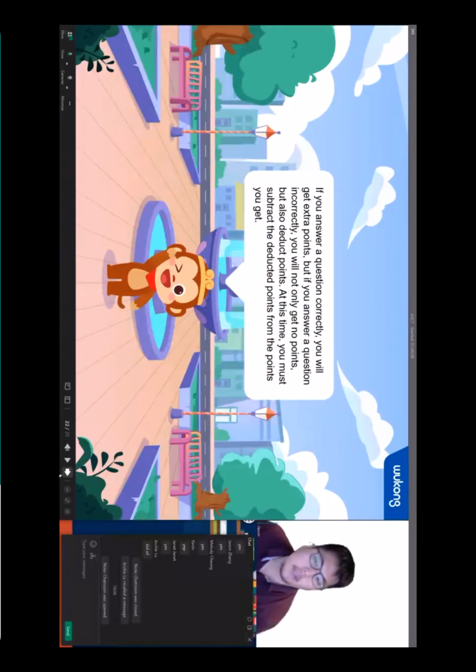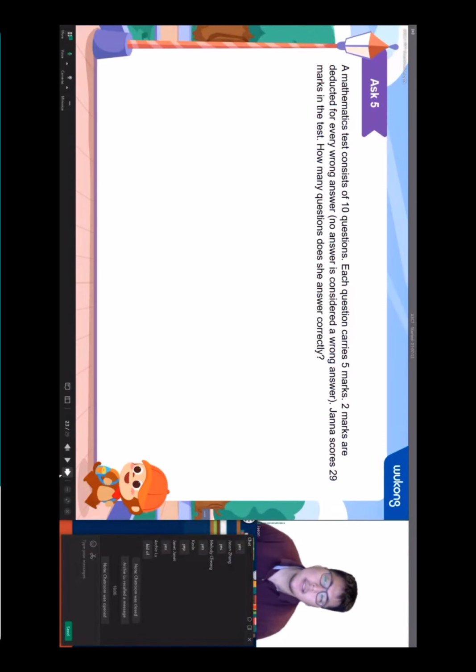Alright guys, so now if you answer a question correctly, you will get extra points, but if you answer a question incorrectly, you will not only get no points, but you will also lose points. At this time, you must subtract the deducted marks, meaning the losing points, from the points you get. This is quite common in real life as well. Sometimes, if you don't get the question right, you don't get any mark. You get 0, right? But in a very, very harsh math test, if you get a question wrong, you will also lose marks. So it's very, very hard to get 100%.